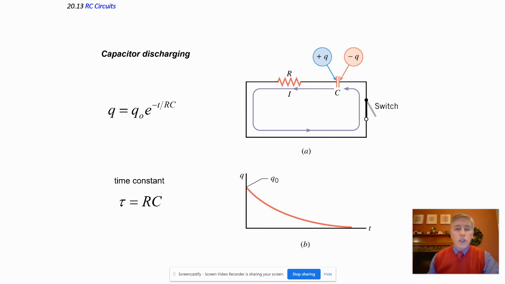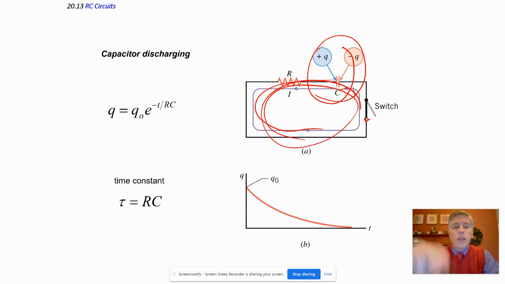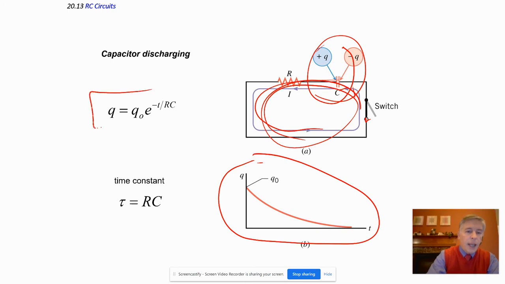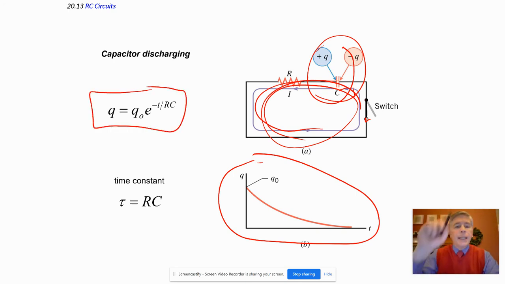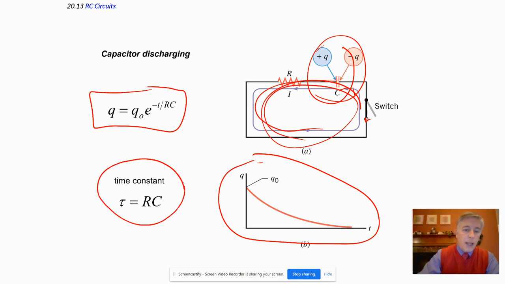The other one is discharging. Once I have connected it, let's say it's charged up to a certain amount, and then I take out my battery and flip the switch to get current to start flowing through this. Again, you're going to get an exponential decay. This one's actually a better one because most people are familiar with exponential decay. And this is our equation. Notice it looks the same, except it's not 1 minus that. It's just e to the negative t over your time constant.